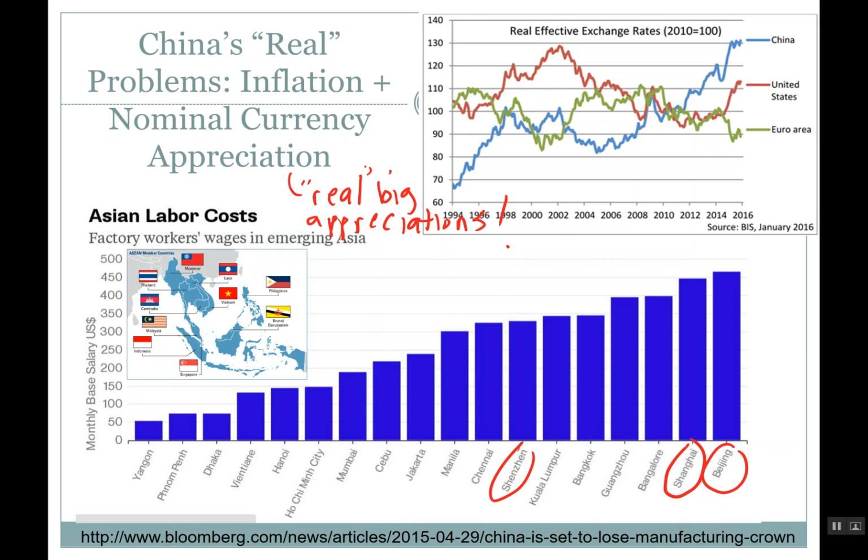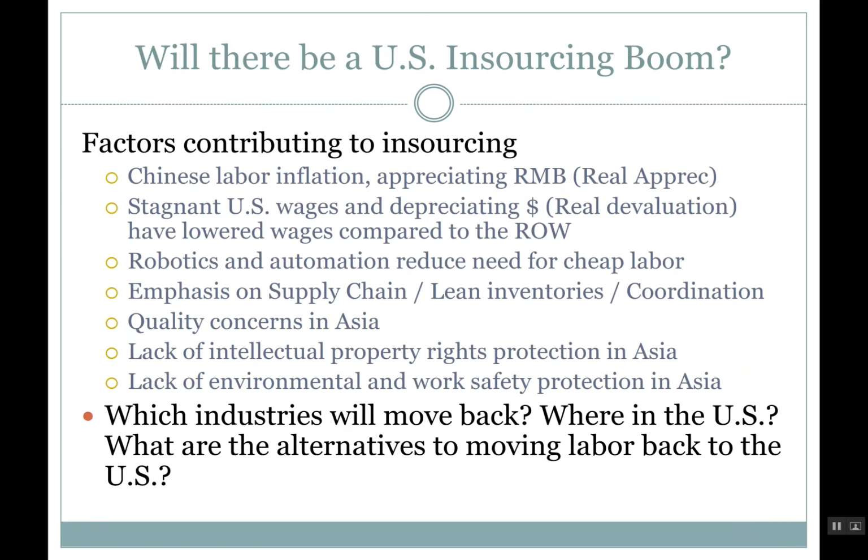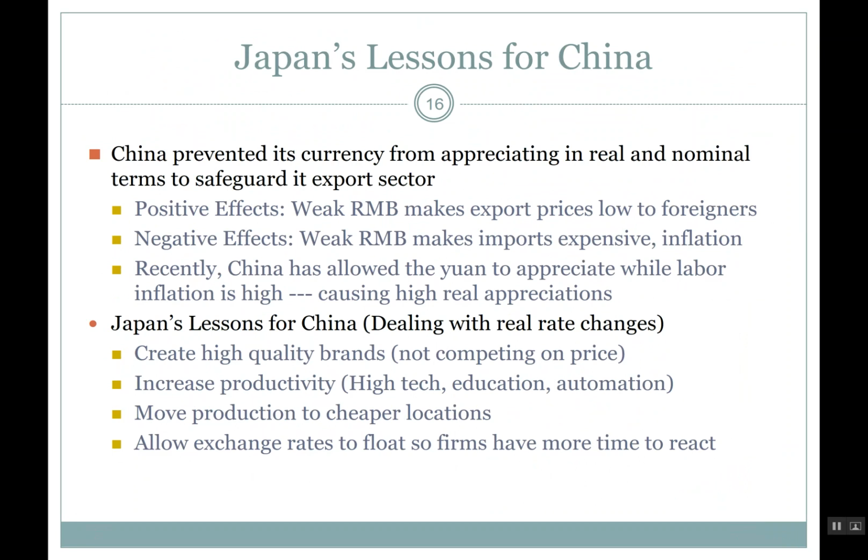So this is the real value of the yuan from 1994 to 2016. It has doubled. So China is no longer the cheap place to produce goods. Last two slides. So what is Japan's lesson for China? I kind of mentioned this a month ago.